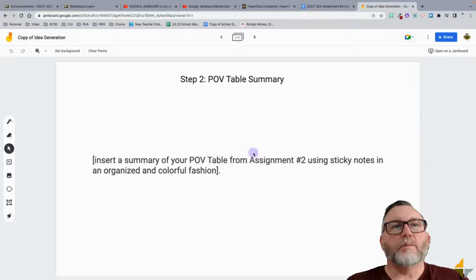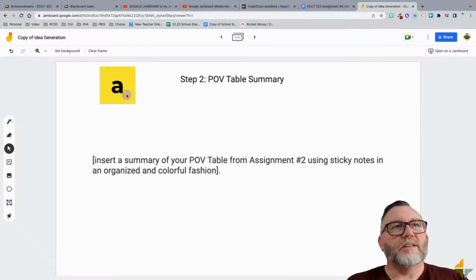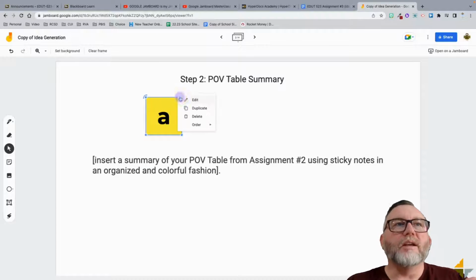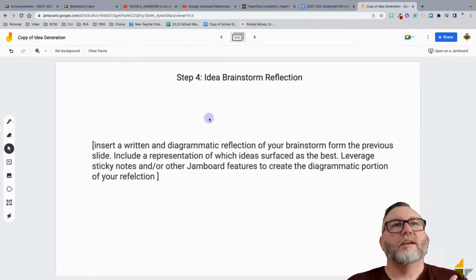You're going to create a summary of your point of view table using sticky notes. Most of these you're using sticky notes, which really is right there. So I just put that sticky note on. You can move it around. You can update it. Then your brainstorming area, your user needs, and then your reflection.